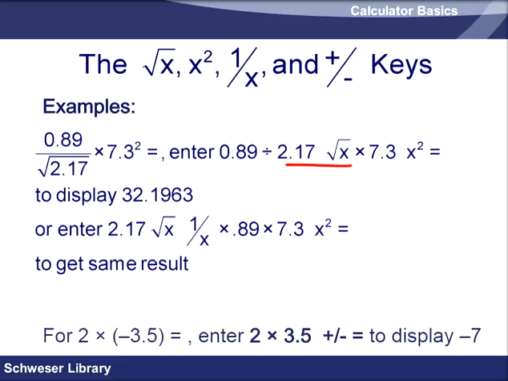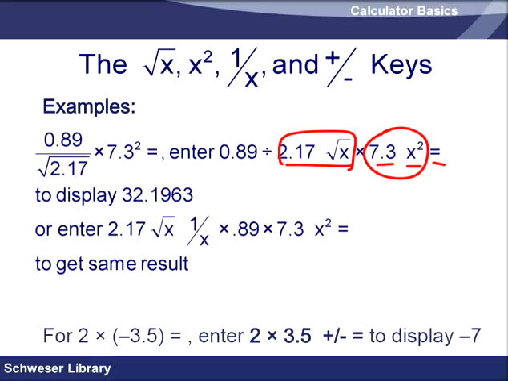And then when I hit the multiplication, it's multiplying that, dividing by the square root of 2.17, and then times, I hit 7.3, but I want to square that, so I do that, and then hit equals, and so it multiplies by that 7.3 squared.